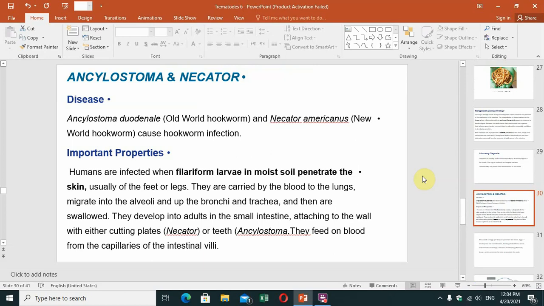Humans are infected when filariform larvae in moist soil penetrate the skin, usually of the feet or legs. They are carried by the blood to the lung, migrate into the alveoli and up to the bronchi and trachea, and then are swallowed. They develop into adults in the small intestine, attaching to the wall with cutting blades in the case of Necator, or teeth in the case of Ancylostoma. They feed on blood from the capillaries of the intestinal villi.